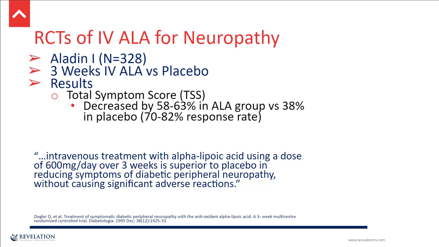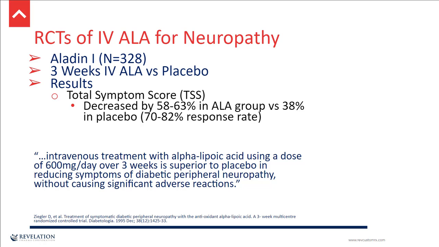So here's looking at some randomized controlled trials of IV alpha lipoic acid for neuropathy, just to give some more specific examples. The Aladdin 1 trial had 328 people and took patients through 3 weeks of IV alpha lipoic acid treatment versus placebo. And just to sum it up very quickly, in the results we can see the total symptom score actually decreased by anywhere from 58 to 63% in the alpha lipoic acid group versus only 38% in the placebo group. So a 70 to 82% response rate.